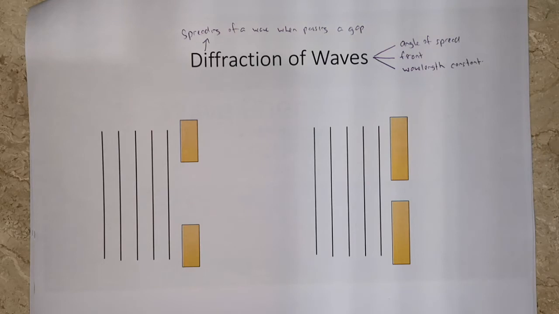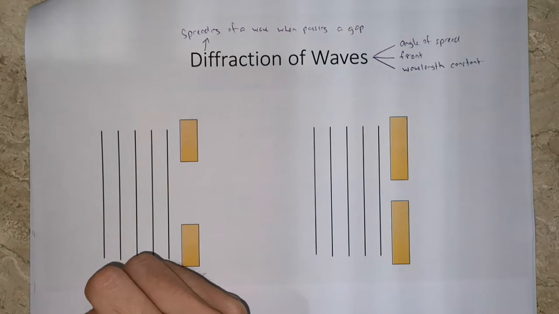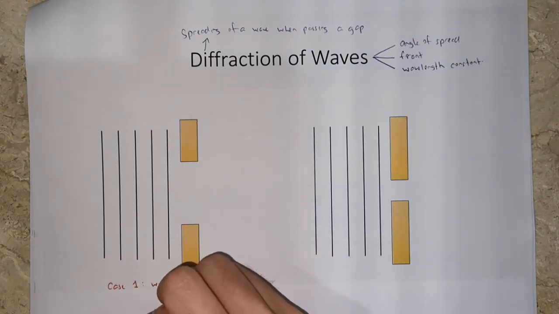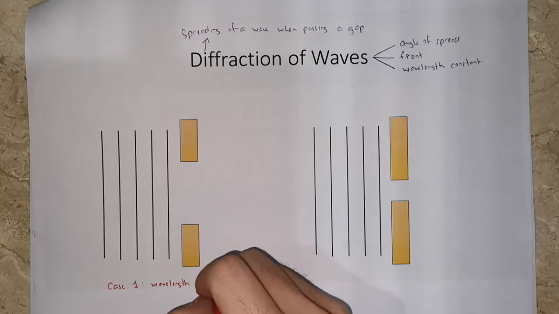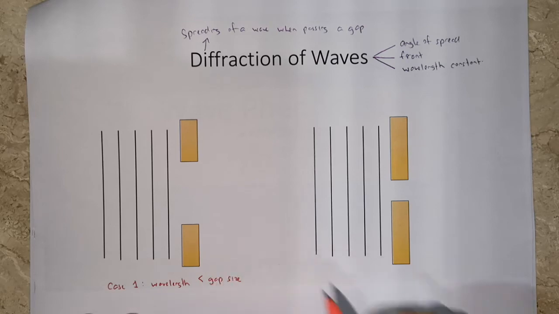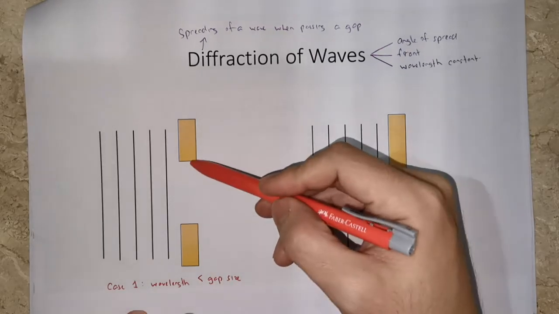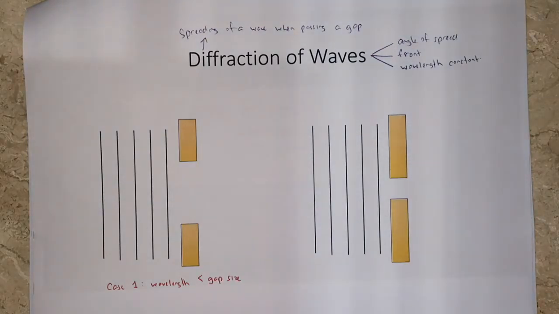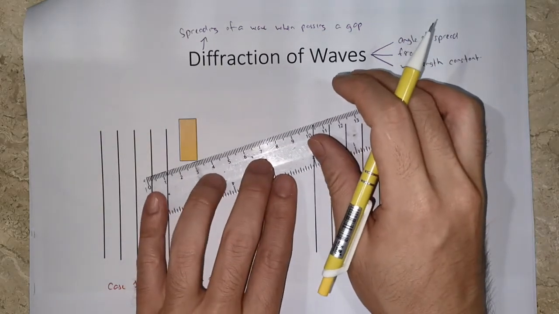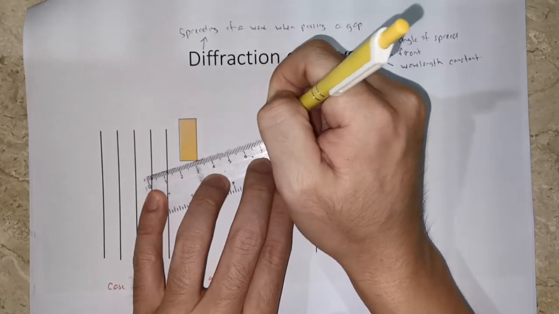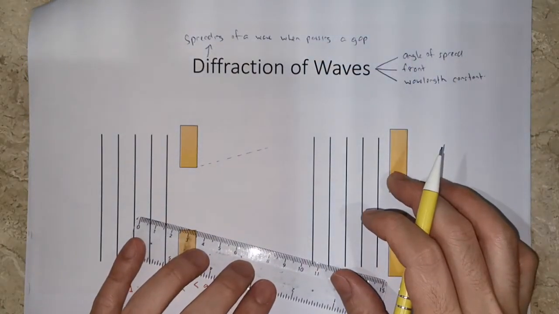wavefronts now, we need to recognize there are two cases in your IGCSE syllabus. Case number one is when wavelength is much smaller than gap size. Right? So what I mean is this, you can see the gap is a lot larger than the wavelength. Now what I can probably do right now is start by drawing dotted lines here.